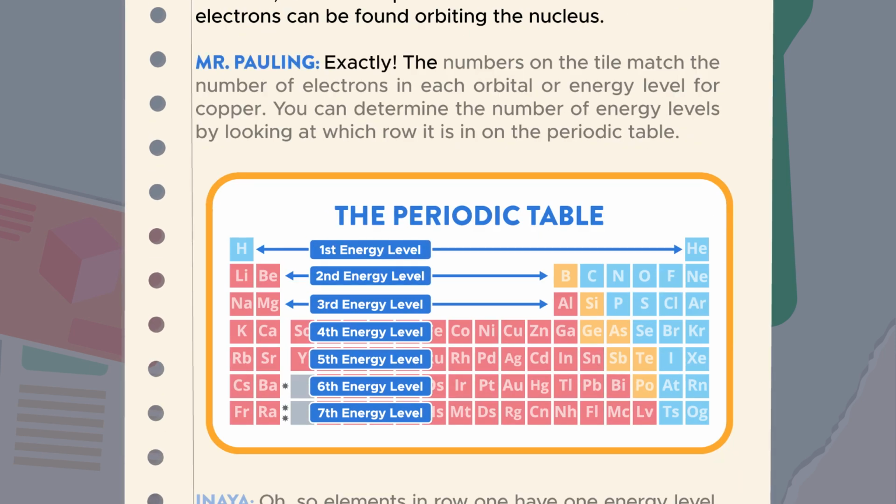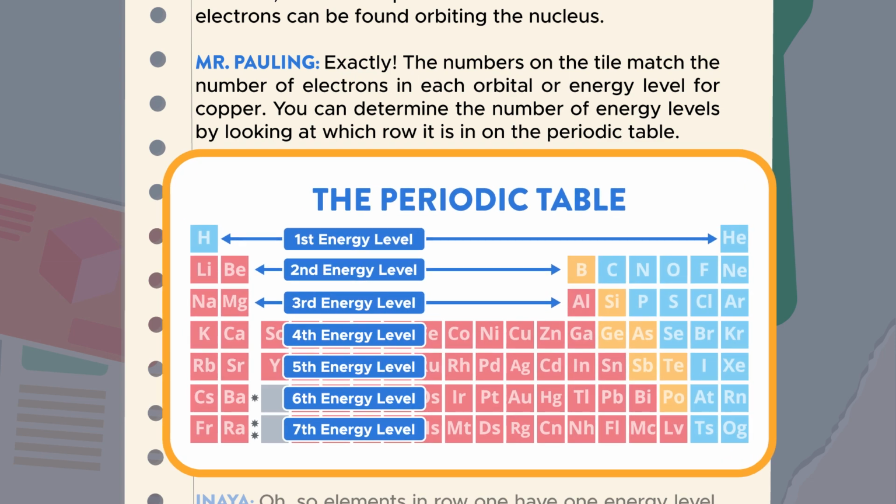Exactly! The numbers on the tile match the number of electrons in each orbital or energy level for copper. You can determine the number of energy levels by looking at which row it is in on the periodic table. The image shows how an element's position in the periodic table corresponds to its energy levels. The first row of elements have 1 energy level. The second row of elements has 2 energy levels, and so on.